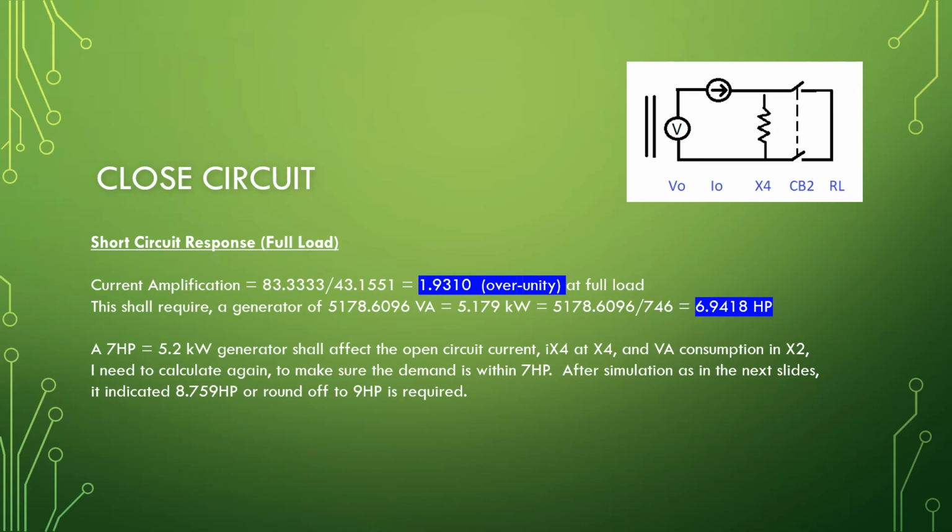A 7 horsepower, equal to 5.2 kilowatt generator, shall affect the output circuit current I4 at X4 and VA consumption in X2. I shall need to calculate again to make sure that the demand is within 7 horsepower. After simulation, as in the next slide, it indicated 8.759 horsepower, or a round off to 9 horsepower is required.